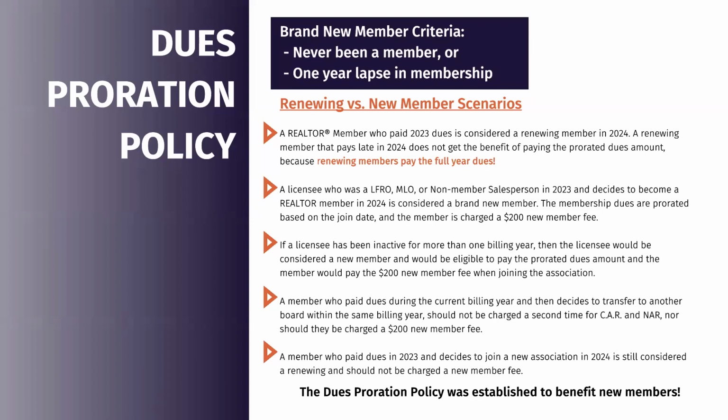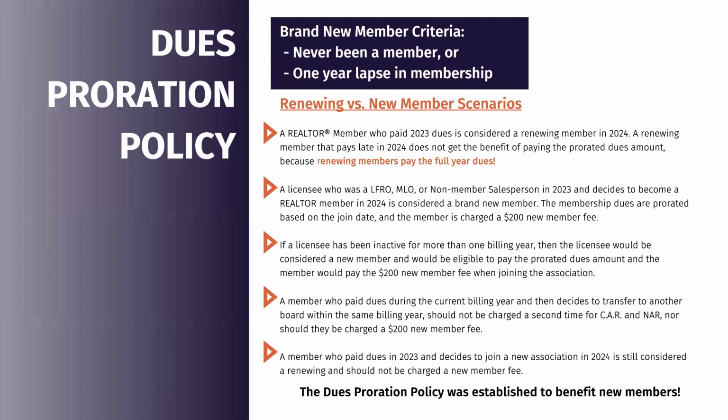You have a member that paid 2023 dues; in 2024, they're considered a renewing member. Let's just say you inactivate the member for non-payment on February 29th, and then the member decides that they want to rejoin in August. That member's dues are not prorated because they're not considered a new member. They're still considered a renewing member for the entire 2024 billing year. And so you would charge them the full year dues for C.A.R., the full year dues for N.A.R., and you're also going to include the $50 late fee. All right, so let's talk about new members and how that works.